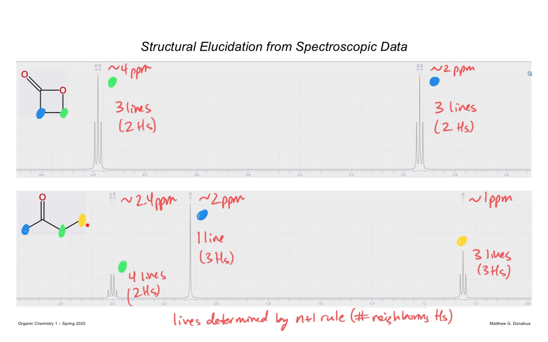And then the yellow signal just has 1 neighbor with 2 hydrogens. So that gets you 3 lines. So using that, we're able to then assign, or help confirm or add confidence to these assignments.